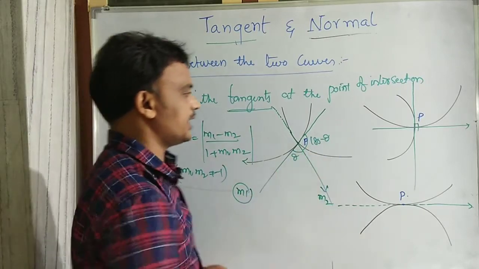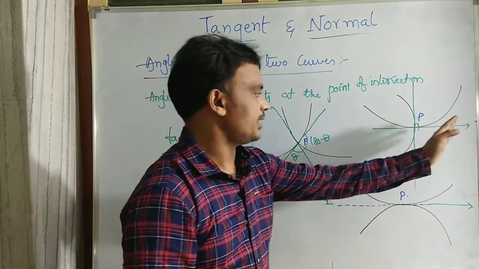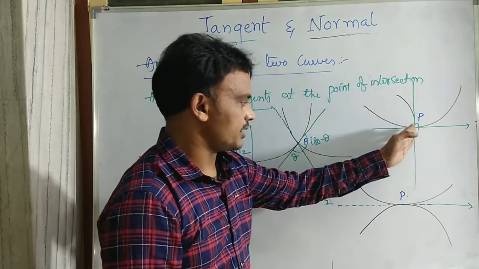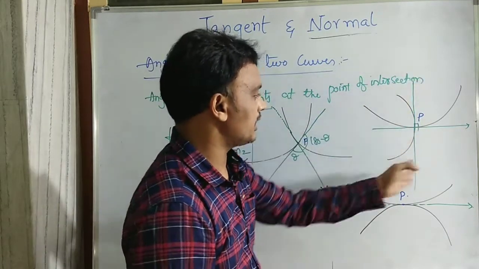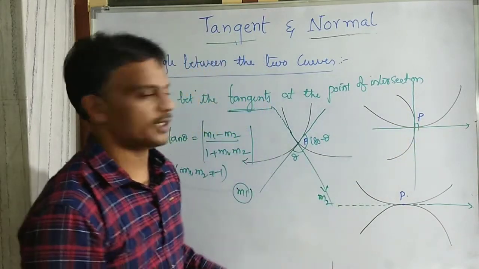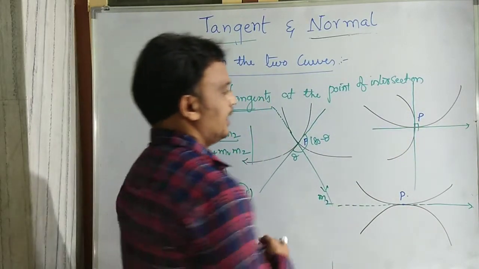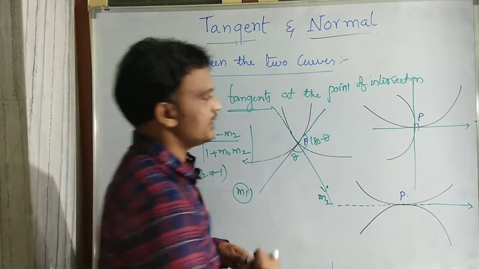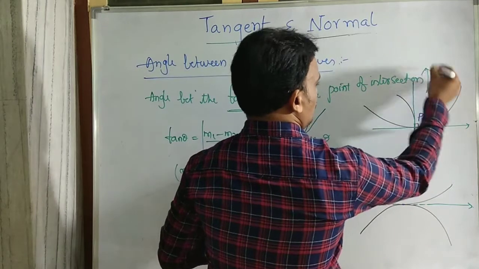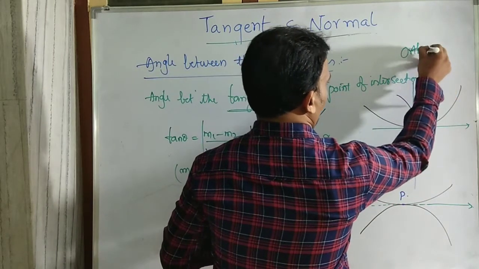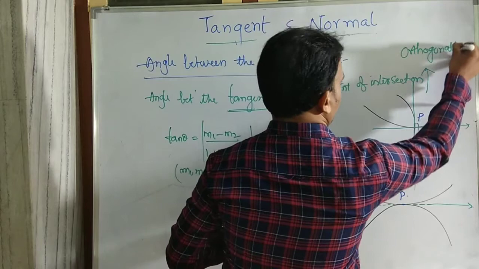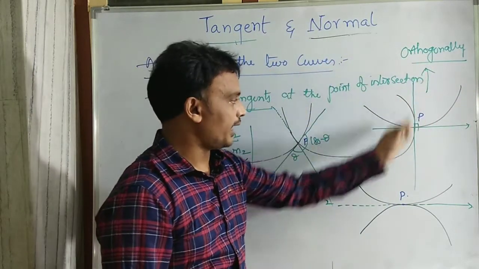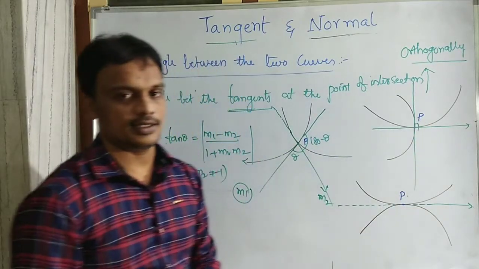Okay, suppose in the second case, observe this clearly. The two curves touch each other like this. If you draw the tangents and they are perpendicular, then I can say the angle between the tangents is 90 degrees. Then I can say the two curves cut each other orthogonally. The two curves cut each other orthogonally when the angle between the tangents is 90 degrees.